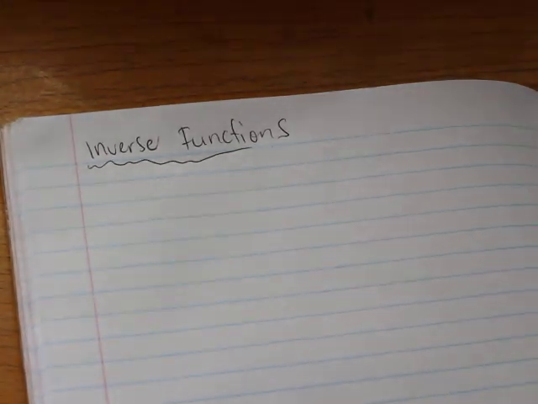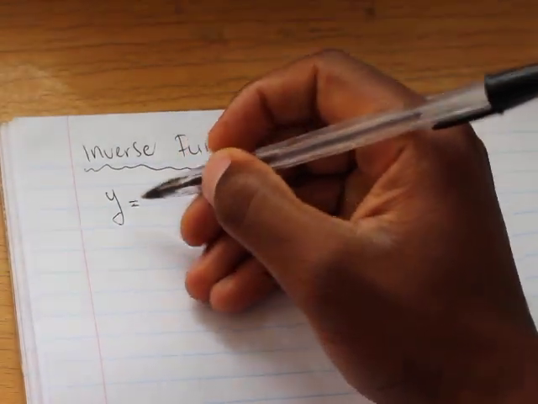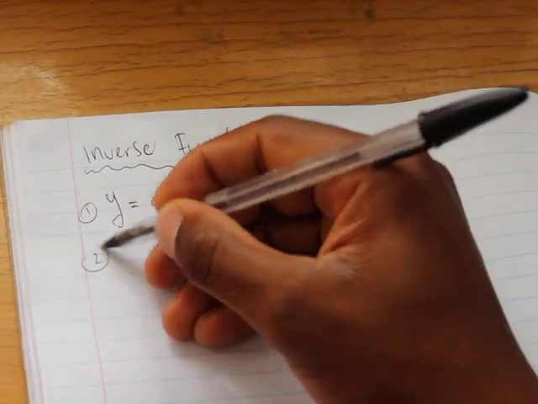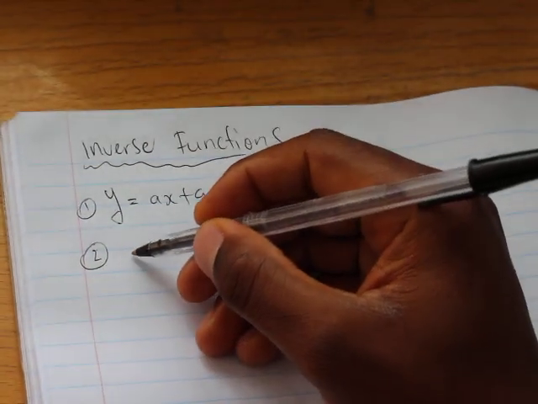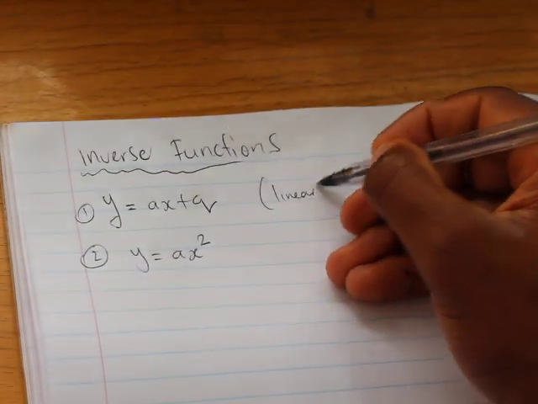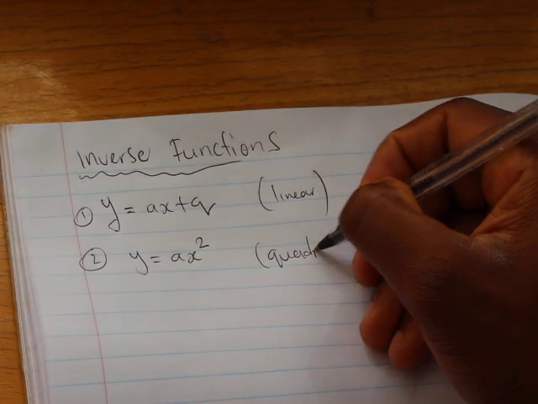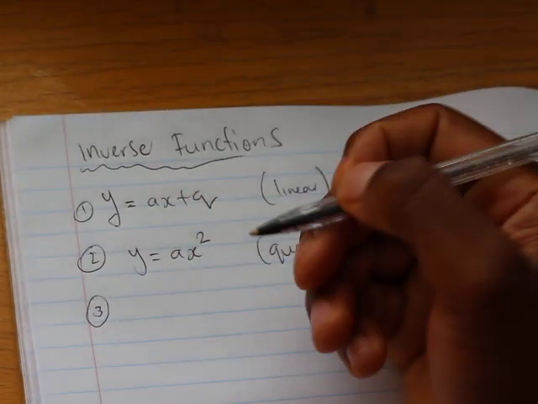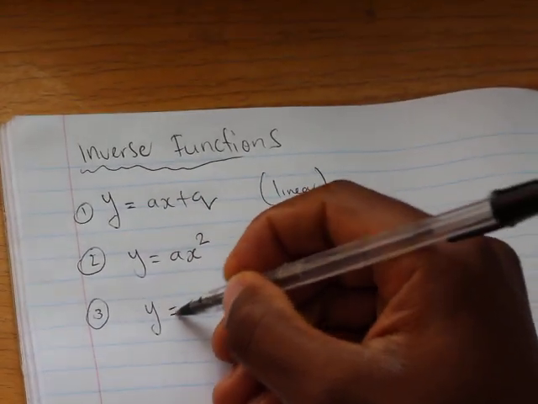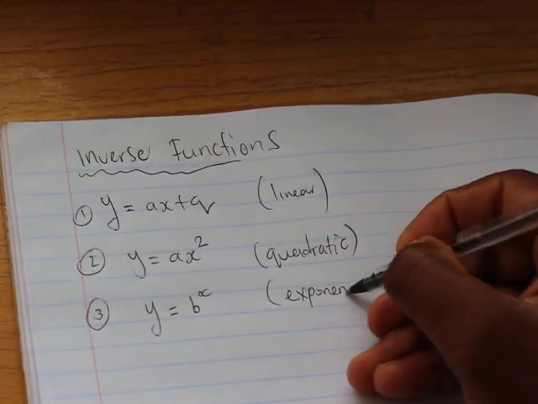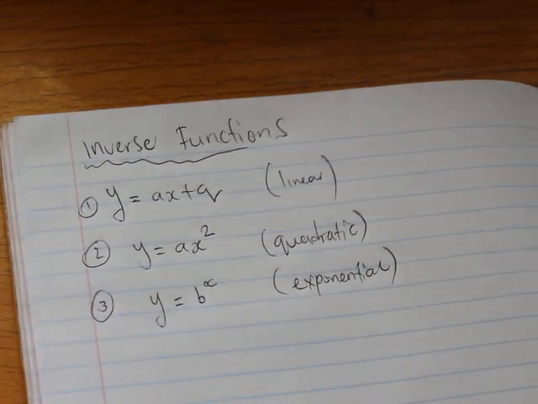The functions that we're going to be looking at: number one, the linear function, y equals ax plus q. Number two, y is equal to ax squared. So this is linear, this is quadratic. We're not going to look at complicated quadratic functions, just the basic one. And we're also going to look at y is equal to b to the x, which is exponential.